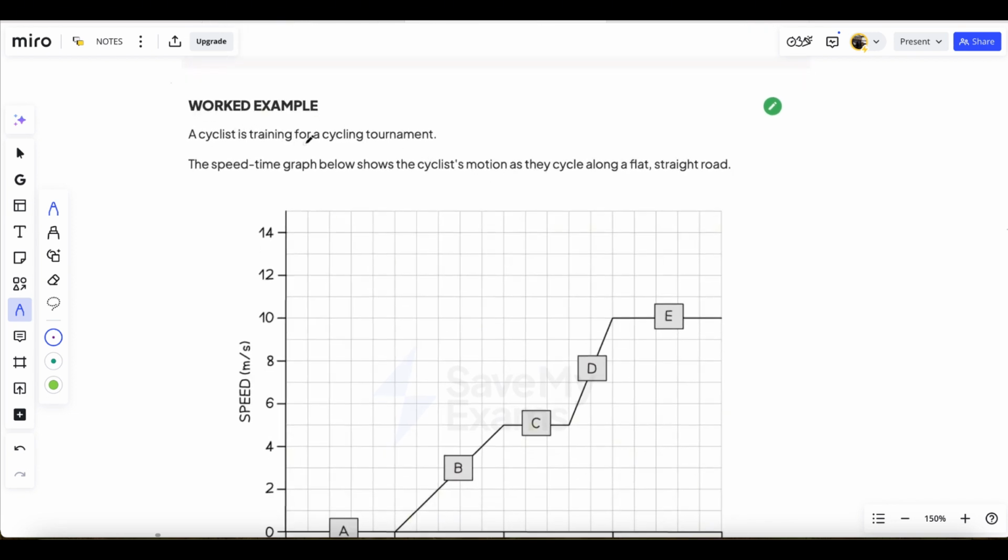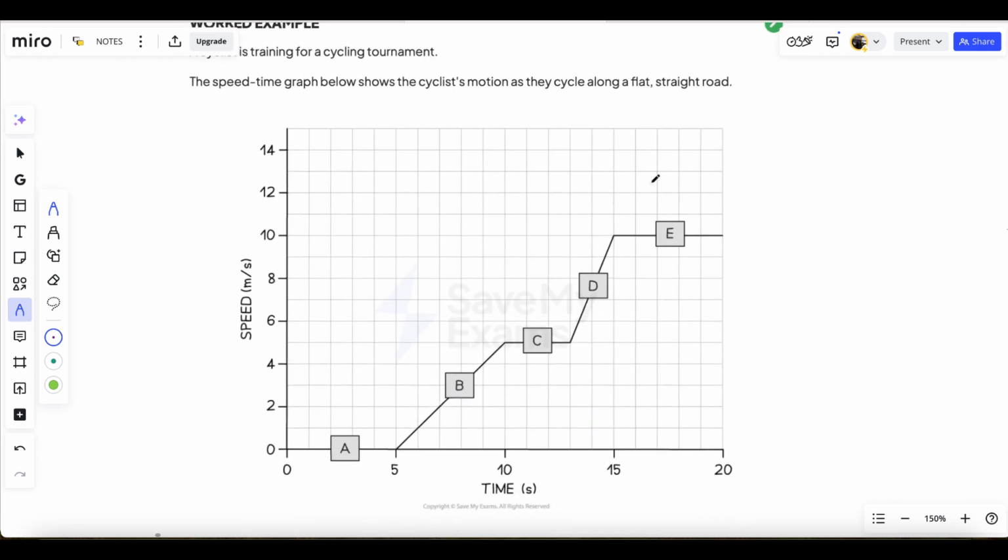Now I say a cyclist is training for a cycling tournament. The speed time graph below shows the cyclist's motion as he cycles along a flat straight road. This is a speed time graph.